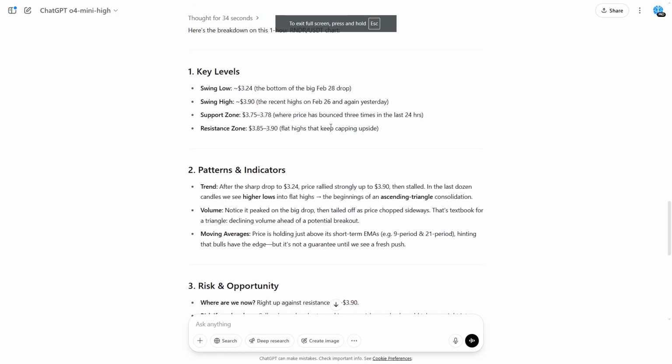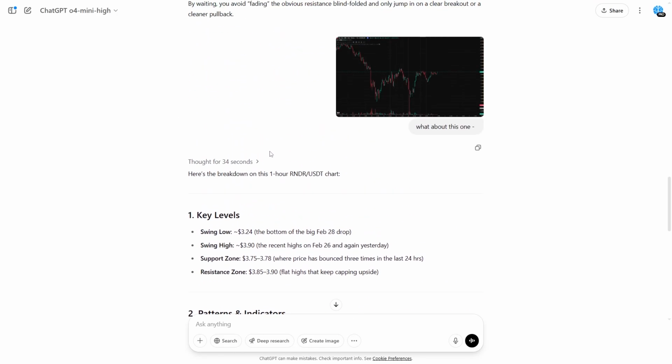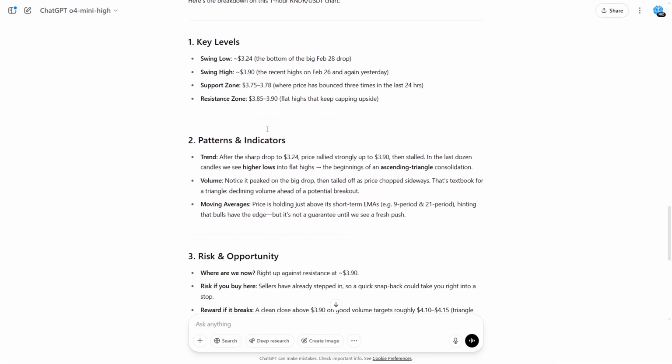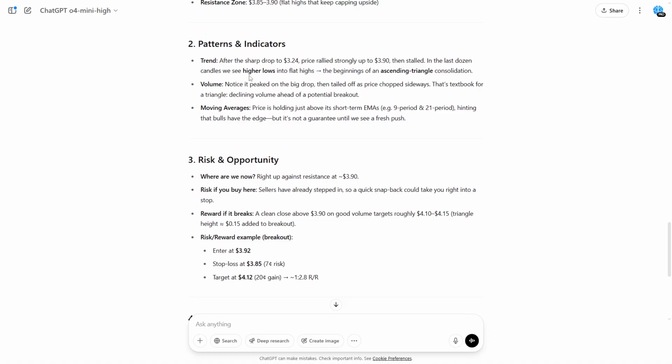And so here we have our trade decision after thinking for 34 seconds. It gives us our key levels, which is 324 in terms of the swing low, which is rather correct. I would say it's probably a little bit higher than that. I mean, these levels don't really matter. What we really want to look at is, of course, the opportunity. But once again, it successfully identifies the ascending triangle consolidation. It says after the sharp drop to 324, price rallied strongly up to $3.90 and then stalled. And in the last dozen candles, we see higher lows into flat highs, the beginning of an ascending triangle consolidation. Volume, notice it peaked on the big drop and then tailed off as price drifted sideways.